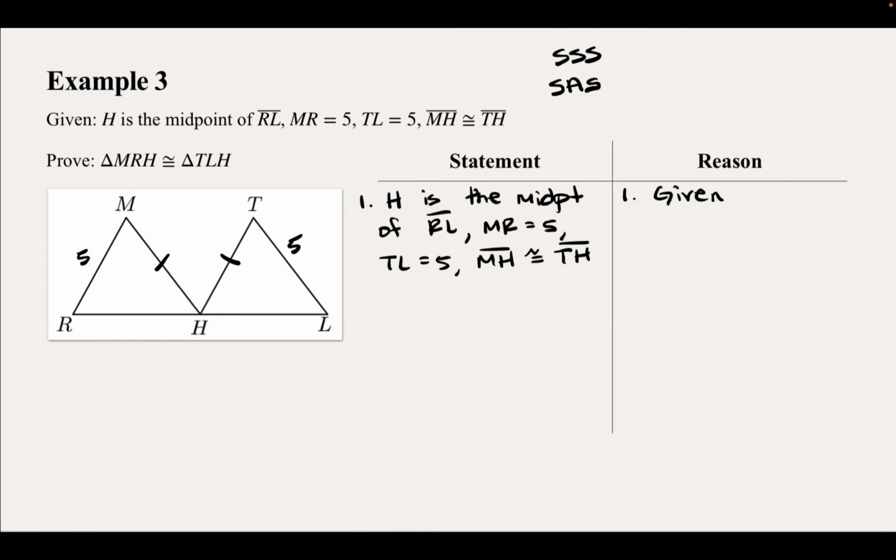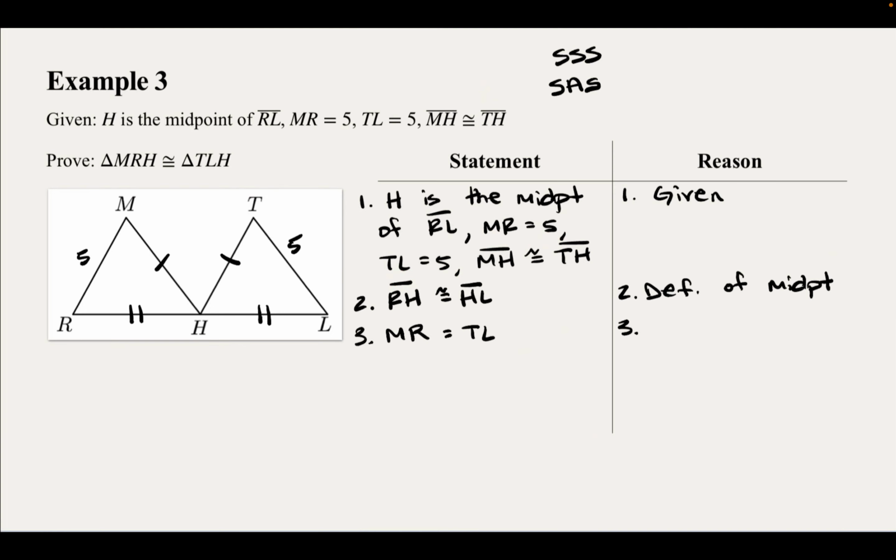H is the midpoint of RL. If H is the midpoint of RL, that means that it cuts it in half. I can say RH is congruent to HL. That is the definition of a midpoint. That's the first given statement. My next given statements, I'm going to actually use the next two. MR is 5, TL is 5. I have two lengths that are equal to the same thing. Therefore, they're equal to each other. MR equals TL. That is the transitive property.